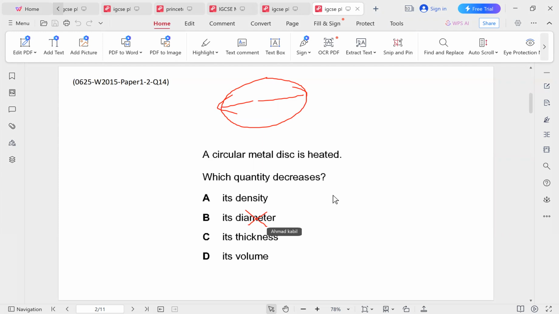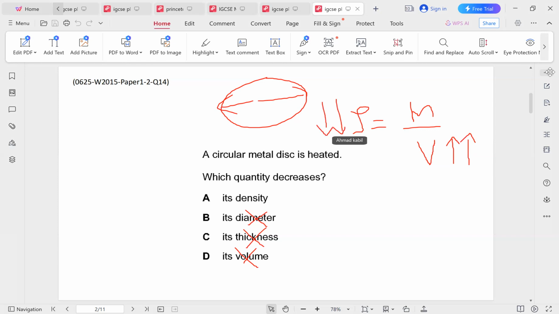The thickness as well would increase. The volume would increase. The only thing that decreases here is the density, because density is equal to mass over volume. And since the volume increases and the mass stays the same, the density decreases. So why is that? Let's give some numbers to understand this better. So let's assume that the mass is equal to 5 and that the volume was initially equal to 10. So density was initially 5 over 10.